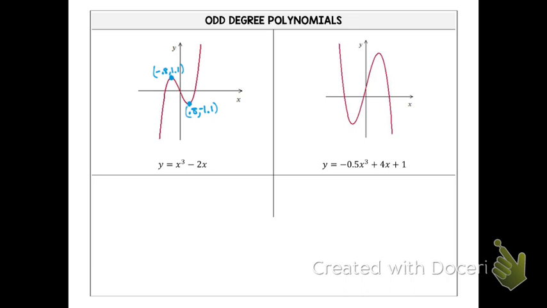All right, my graph keeps going up and it keeps going down, so there's no absolute or global max or min. But I have a relative maximum of 1.1 at x equals negative 0.8. And I have a relative minimum of negative 1.1 at x equals positive 0.8.